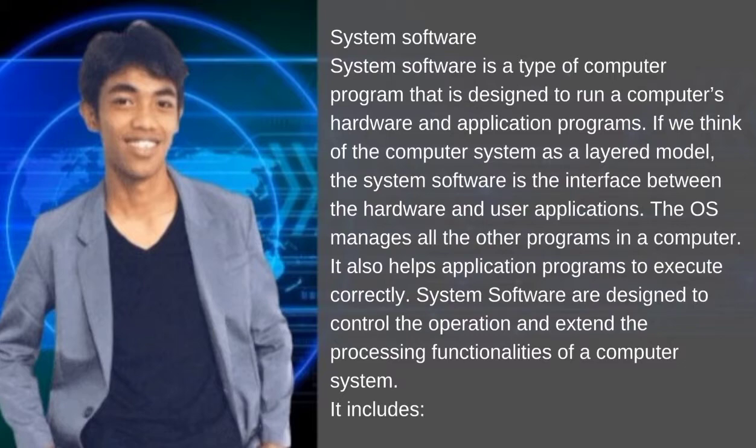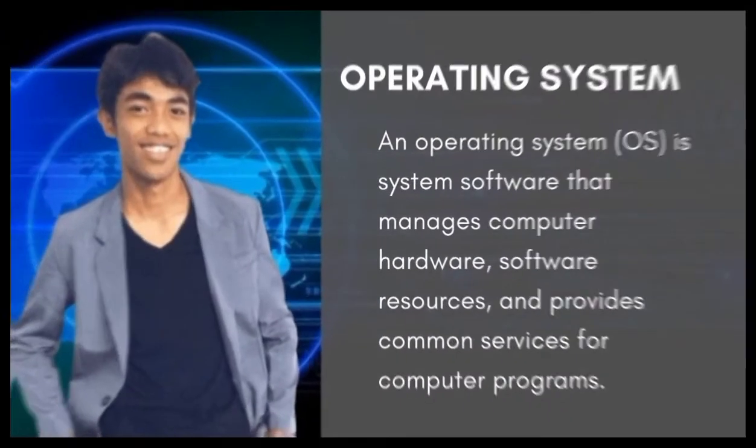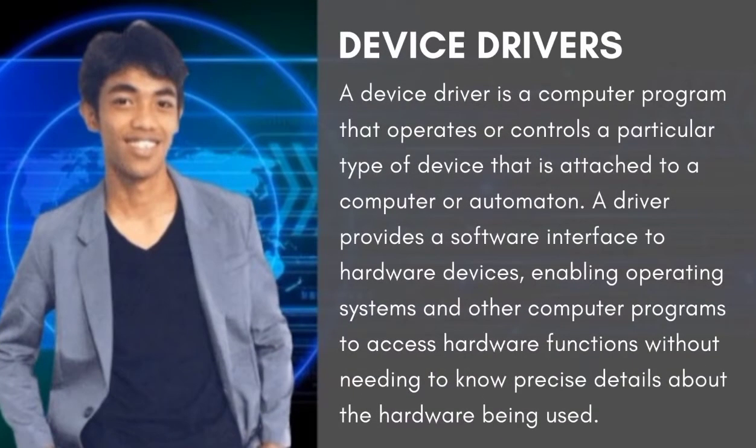The system software includes operating system, device driver, middleware, utility software, shell, and windowing system. So what is an operating system? An operating system, or the OS, is the system software that manages computer hardware and software resources, and provides common services for the computer programs. What is a device driver?